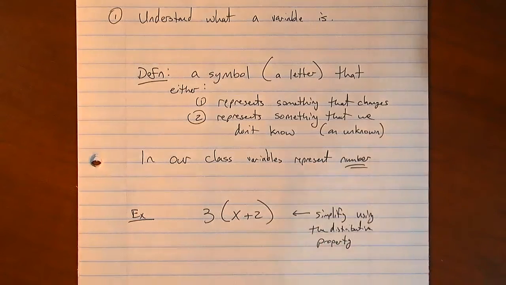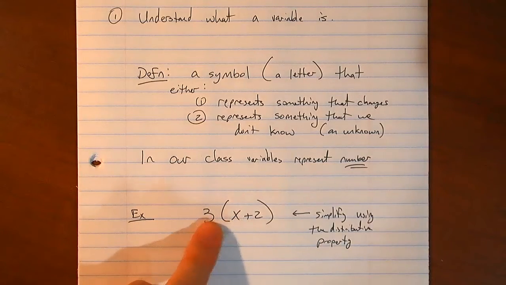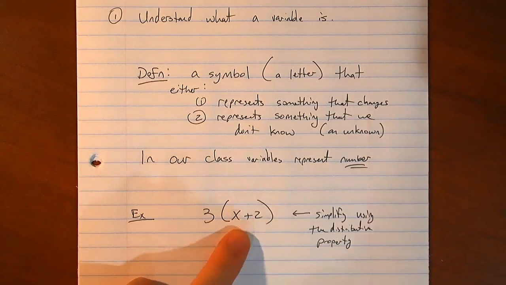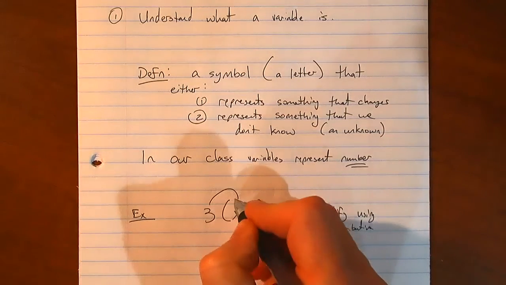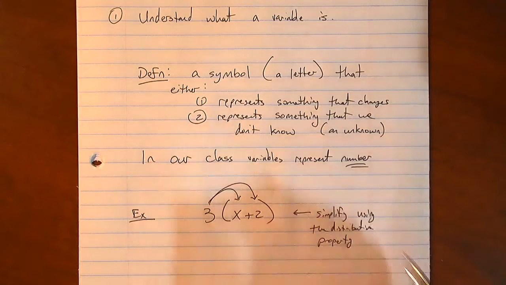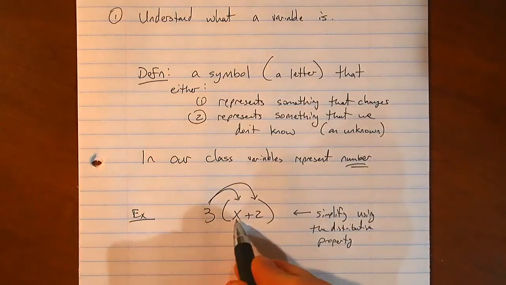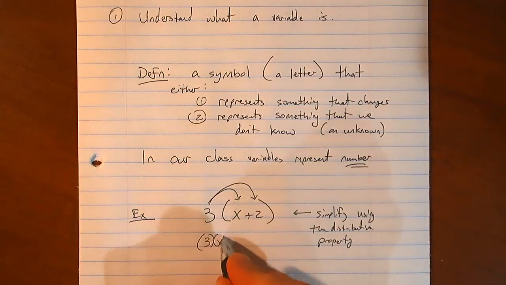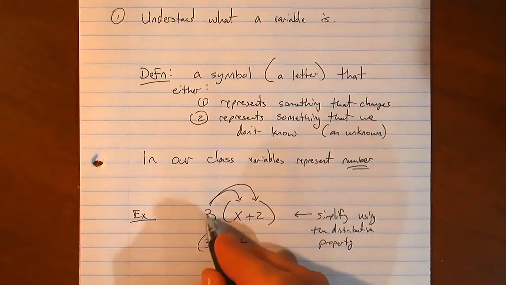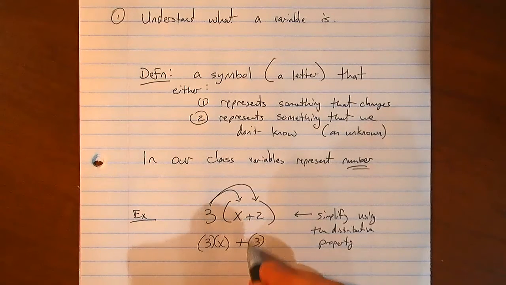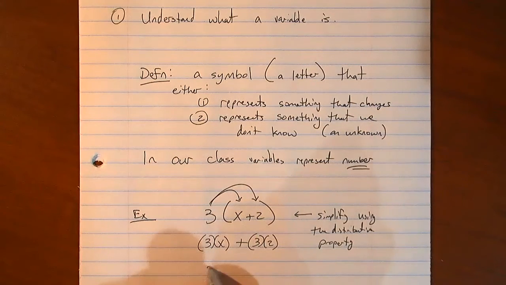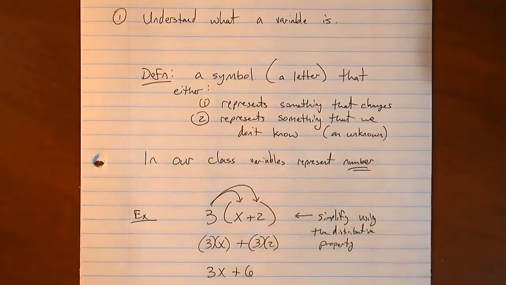So because a variable represents a number, that means we can treat this just like we would any number. In other words, we can take the 3 and we can distribute it into the parentheses. So that's going to give me a 3 times an x and a 3 times a 2. So when I simplify those, I end up with 3x plus 6.